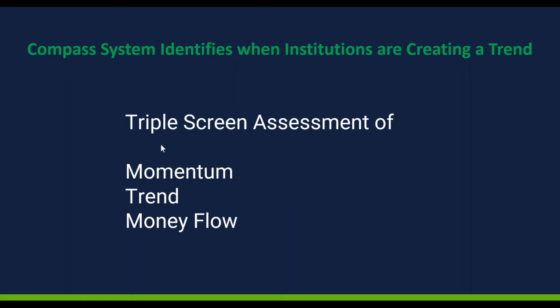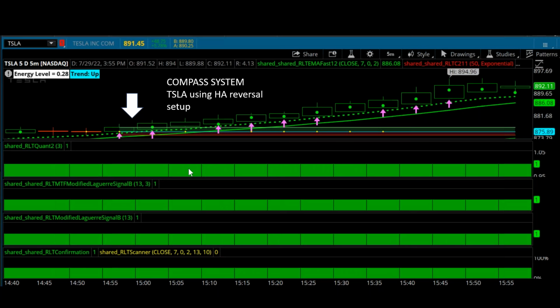We do what's called the triple screen assessment. It's actually a multi-time frame. We look at momentum, we look at trend, and we look at money flow. This is the key thing for me right here: the momentum of how a stock is traded. This is what tells me that the institutions are driving these trades. The trend does as well, but momentum specifically.